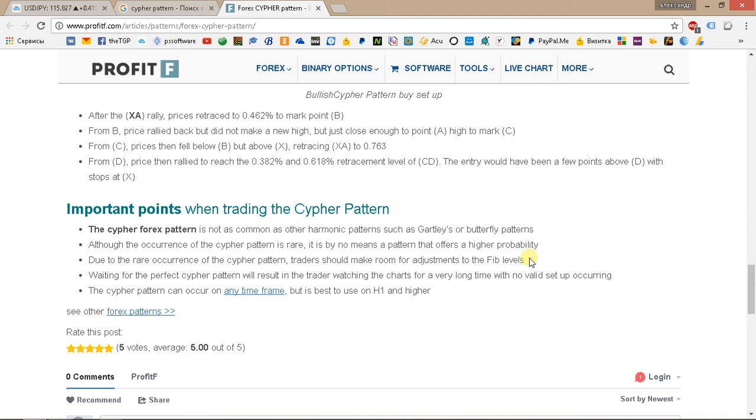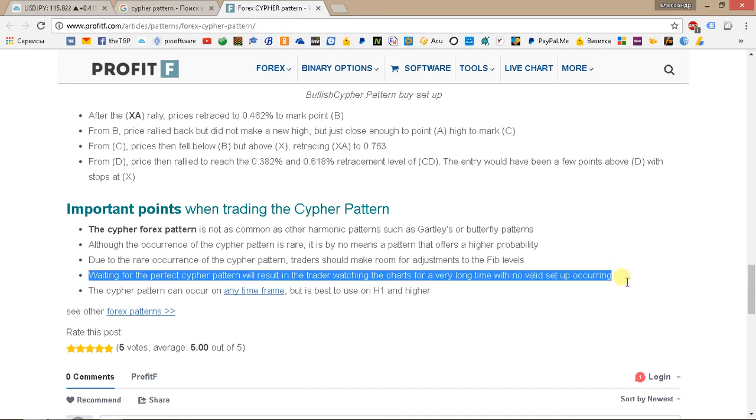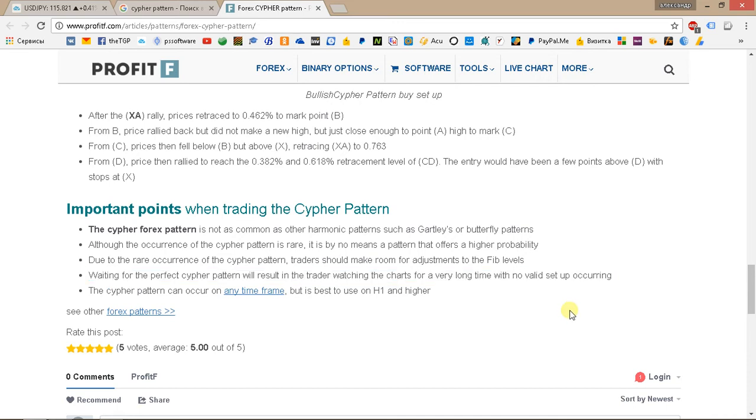Due to the rare occurrence of the cipher pattern, traders should make room for adjustment to the fib levels. Never. No adjustment of fib levels, no adjustment of rules. The rules should be very, very strict, and the cipher pattern is very, very strict as well. And it does not occur very frequently, though it is not a rare occurrence. Waiting for the perfect cipher pattern will result in the trader watching the charts for a very long time with no valid setup occurring. You should always wait for a perfect result without being afraid that you will spend a long time and no setup will occur.